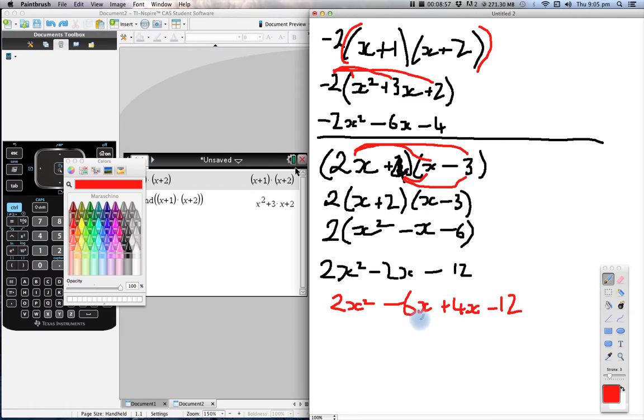Now we've got some like terms in the middle. So now we'll simplify these like terms and we get minus 2x minus 12. So you can use either method and they both work out perfectly fine, perfectly well. Alright, so that's it. You can now complete 2B.